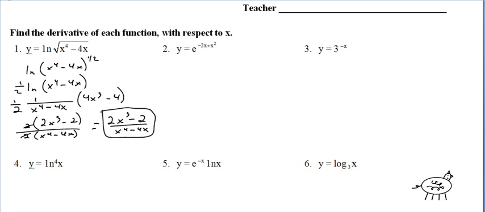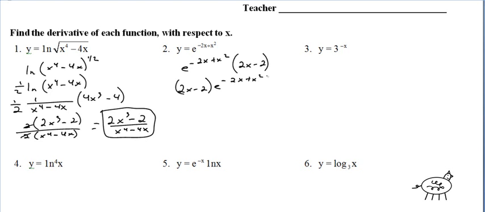Okay, the next one is actually pretty easy. It's just going to be e to the negative 2x plus x squared, and the derivative of that exponent is going to be 2x. I'm just going to put it in descending order, so 2x minus 2. So really, I'd like you to write it as 2x minus 2 times e to the negative 2x plus x squared. That one's pretty easy.